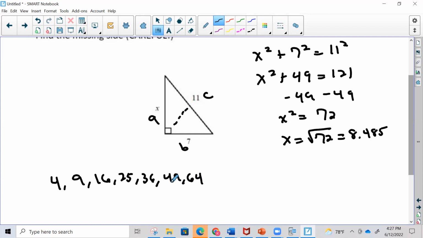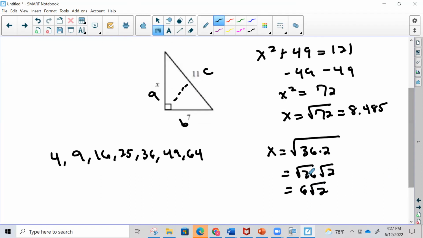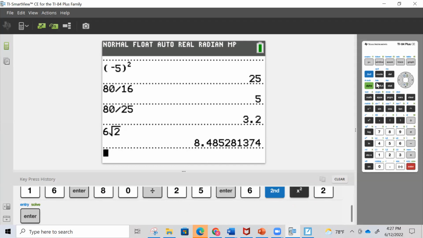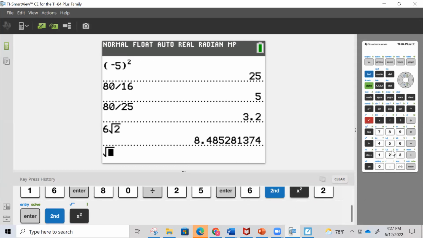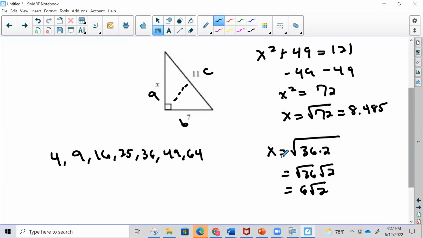Okay, so I want to find the largest one of these that divides into it. So 64 doesn't, 49 doesn't, but 36 does. 72 is the same as 36 times 2. And then I can take the square root of both of them. I know the square root of 36 is 6, so that's 6 the square root of 2. And one way to check is you could put 6 the square root of 2 in your calculator, and then also do the square root of 72, and you should get the same answer because they should be equivalent. If not, then you made a mistake when you simplified it.